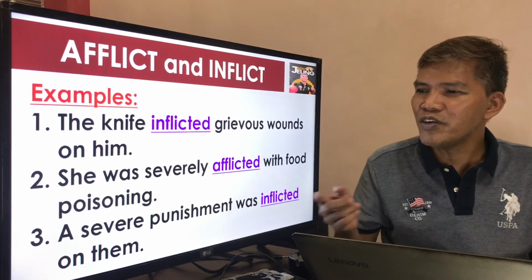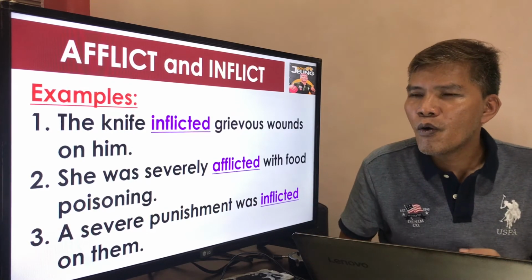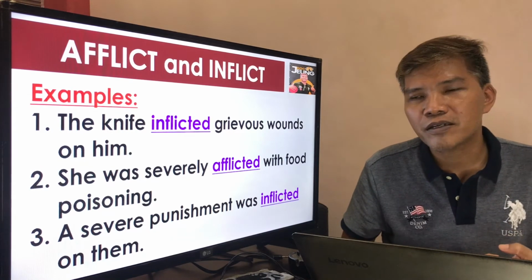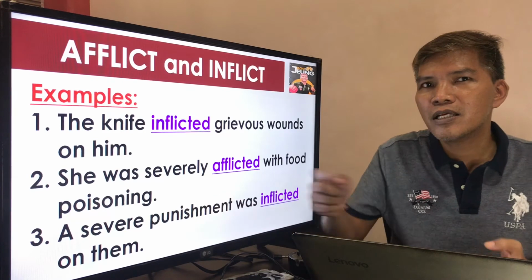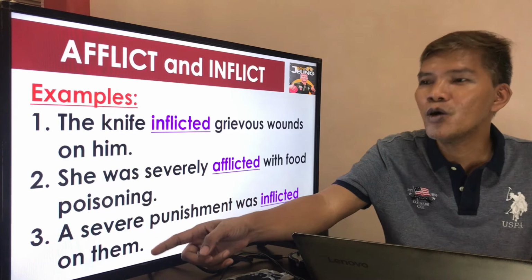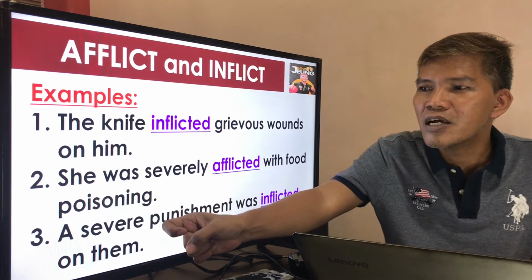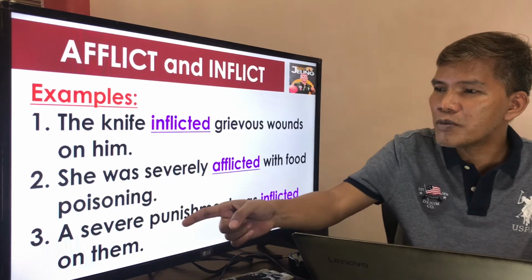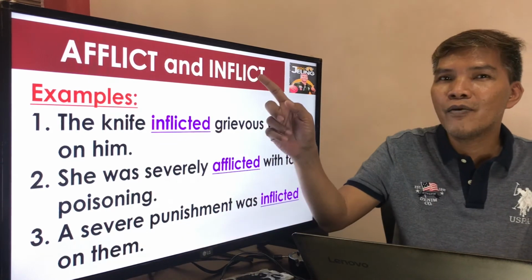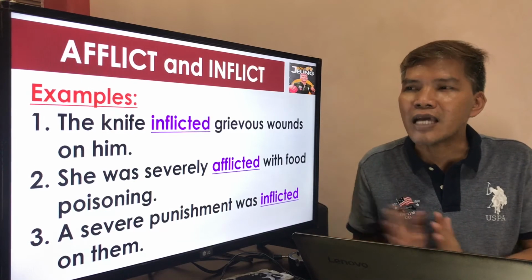Number three, a severe punishment was inflicted on them. Which causes the suffering? A severe punishment. Who is suffering with a severe punishment? They. So, we are focusing on the one that causes suffering, which is the severe punishment. That's why we use inflict. And there is a preposition on. So in this case, it is in the past tense.